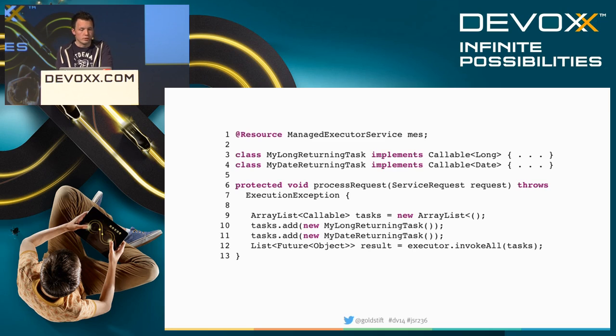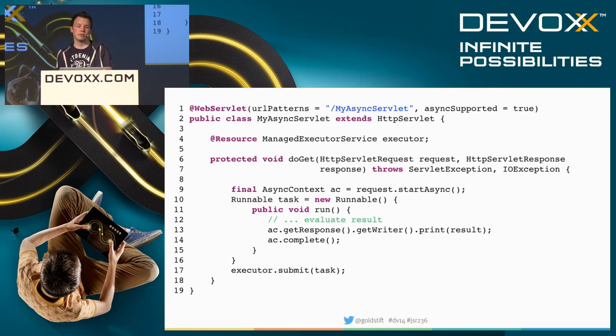In my point of view, a great scenario for the managed executor service would be the async servlet. So a very simple example of getting the async context and then creating a task that will actually do something in the background to free the actual HTTP thread that will handle the HTTP request.